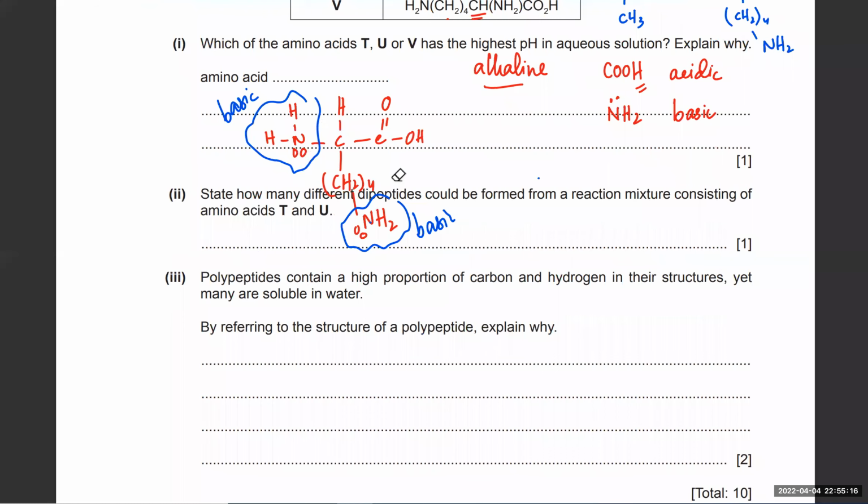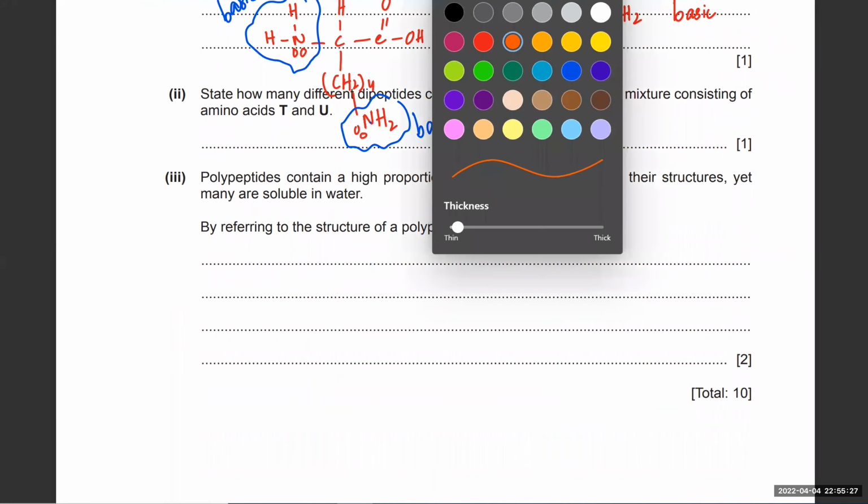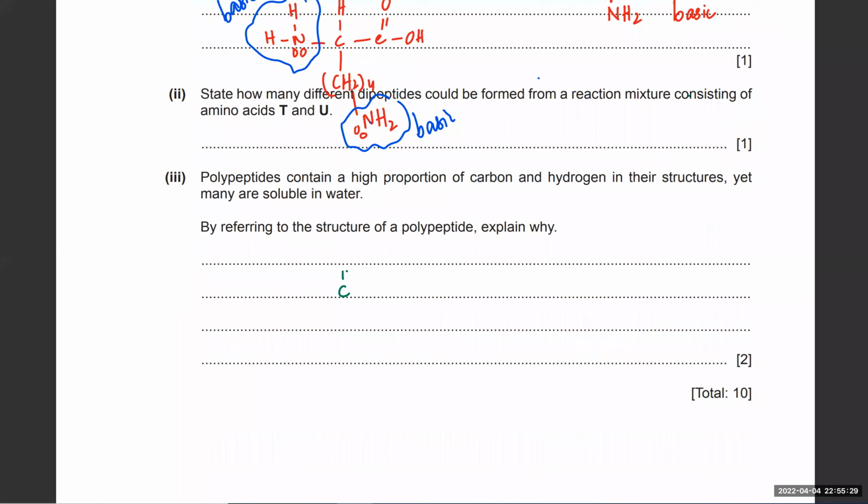And polypeptides obtain. They've got a high proportion of carbon and hydrogen in the structures, yet many are soluble in water. By referring to the structure, explain why. Because they're capable of forming hydrogen bonds. They've got amide links or peptide links, which is extremely polar.